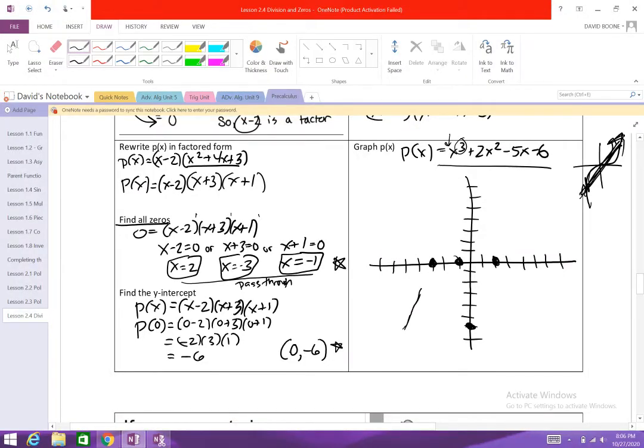So again, we'll start down here, and we'll go up and down until we come back down, hit the y-intercept, and then back up through their point. And that's generally what our graph should look like. Okay?